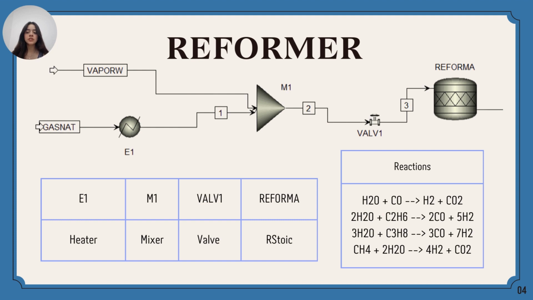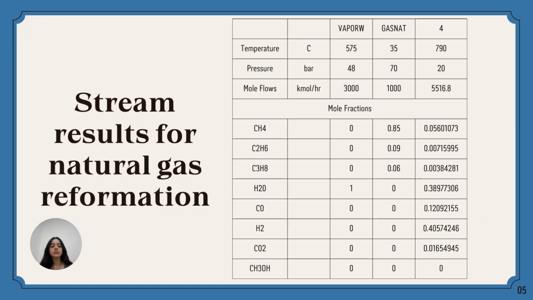Once mixed, the resulting fluid enters the valve, where its pressure decreases to later enter an RStoic type of reactor where the shown reactions are the ones taking place. For this, we chose the RStoic type of reactor because the stoichiometry numbers were known. And these were the results for the first section of the process for methanol production.